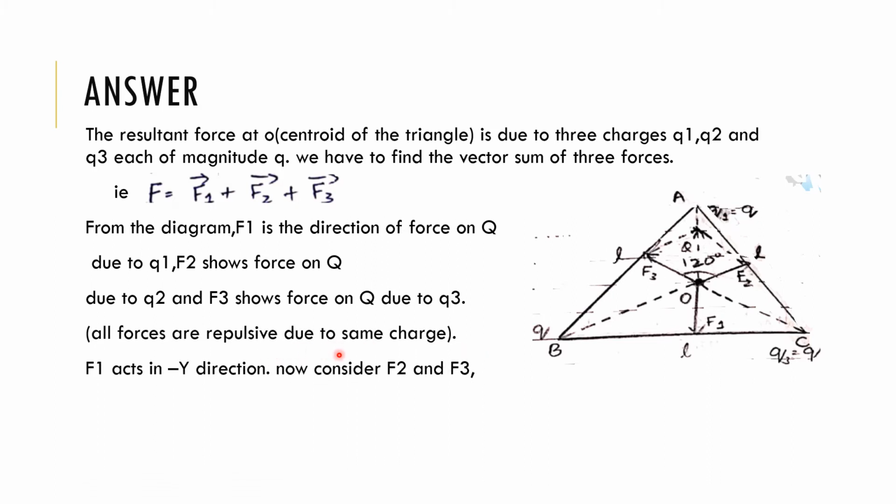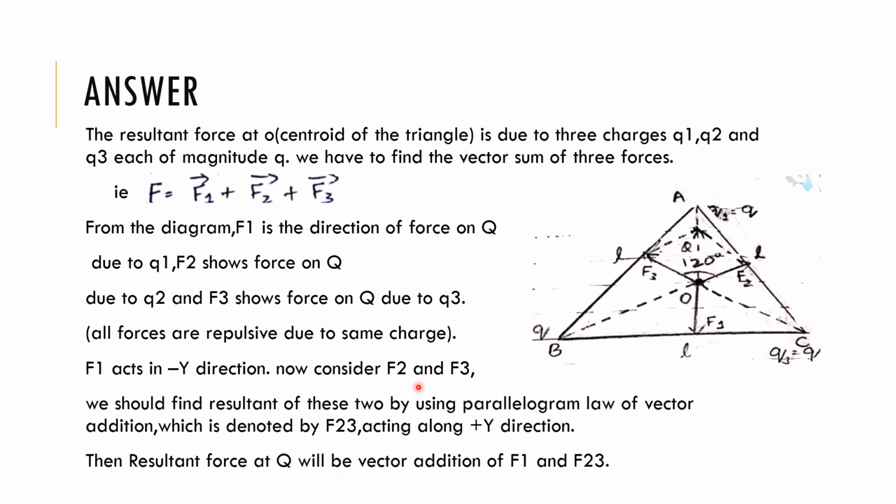All forces are of repulsive nature. And the direction: F1 acts in minus y direction. Okay, that one I have explained already. F1 direction is minus y. Now consider F2 and F3. So we can find out the resultant of these two forces by using the parallelogram law of vector addition. And it is denoted by F23 and the resultant is acting in plus y direction. That also I have shown, F23 in this direction, plus y, upward direction. Now the final resultant force at Q will be the vector addition of F1 and F23.